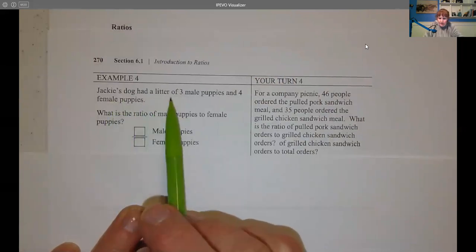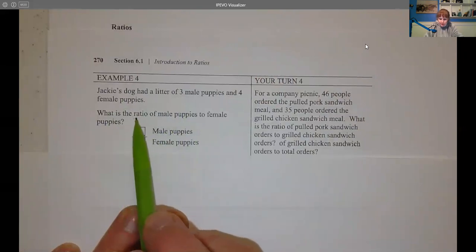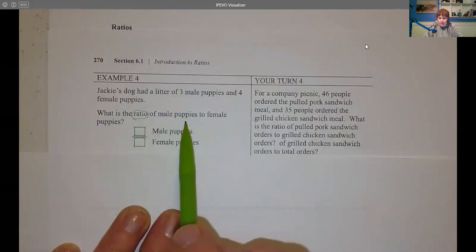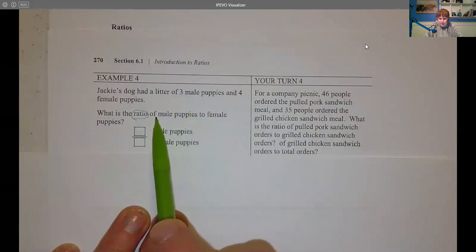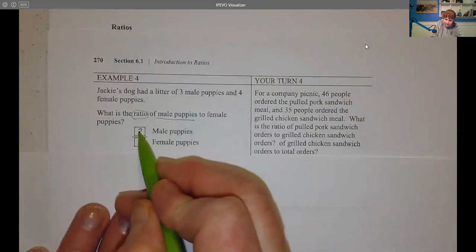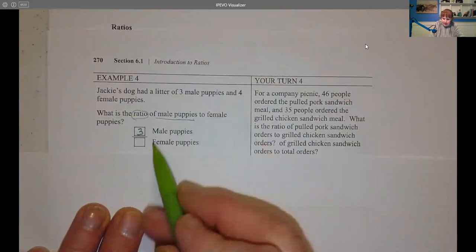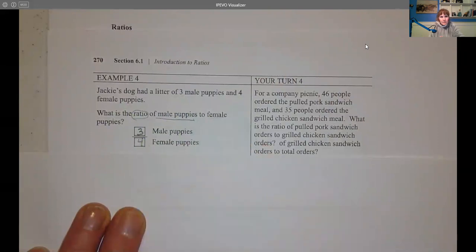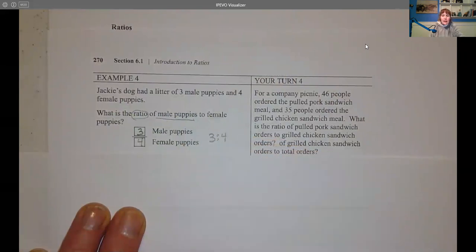Jackie's dog had a litter of 3 male puppies and 4 female puppies. What is the ratio? We'll be writing a fraction of the male puppies to the female puppies. So because we come to this first, we'll put the number of male puppies, which is 3, to the number of female puppies, which is next, which is 4. Okay, so the answer is 3 to 4, and they may write it like that. Means the same thing.